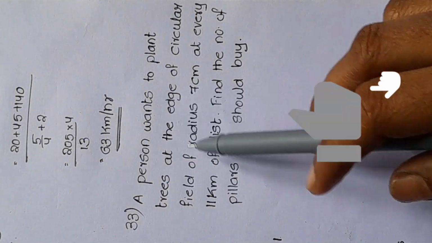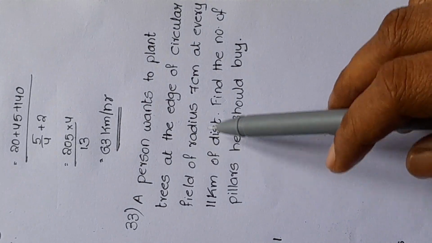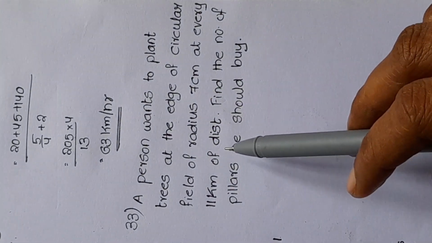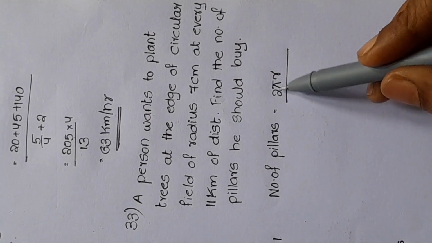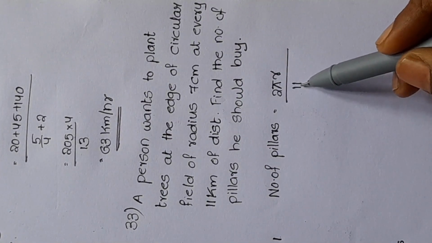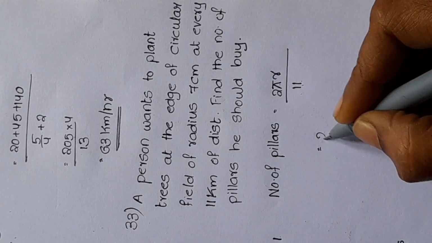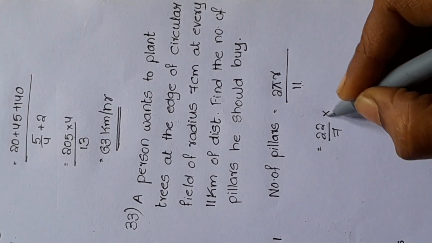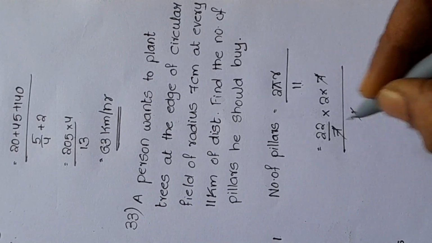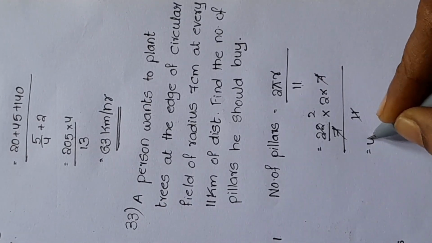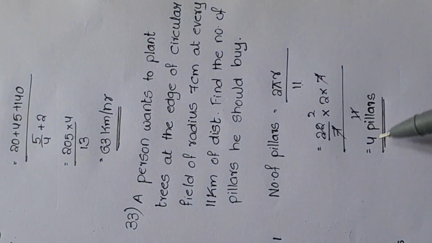Question number 33. A person wants to plant trees at the edge of a circular field of radius 7 cm at every 11 km of distance. Find the number of pillars he should buy. Number of pillars is the perimeter, that is 2 pi r by the distance between the two adjacent pillars. Now 22 by 7 into 2 into r value is 7 by 11. 7 and 7 get cancelled. 11 ones, 11 twos. So 4. He should buy 4 pillars.